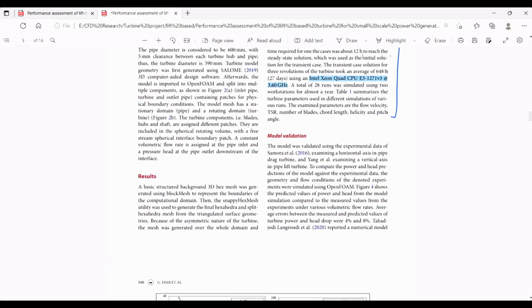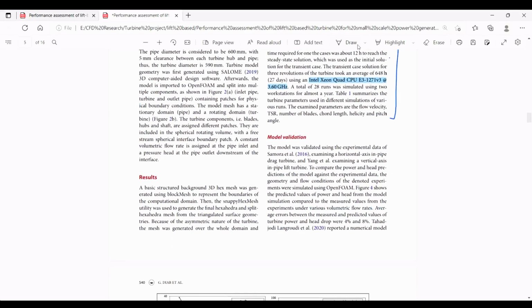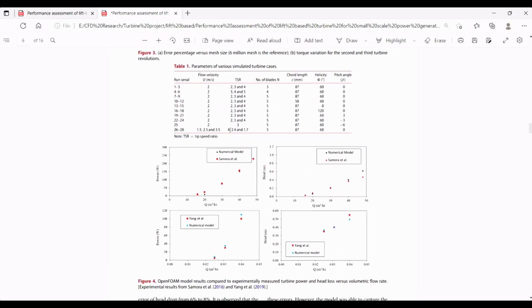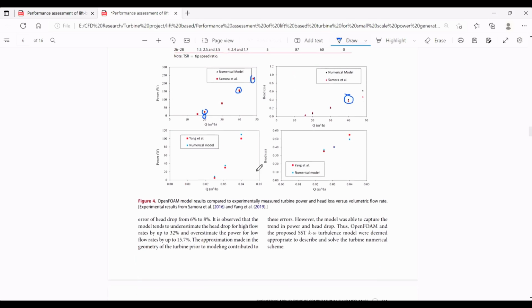After this, the author validated his turbulence model and the overall simulation model using experimental data available online. For that, he took the experimental data from the research papers of two authors, particularly this one and this one. The results are given in this figure, and we can clearly see that the numerical and the experimental results correlate closely, and hence the turbulence model and the overall model that the author has developed on OpenFOAM is appropriate, and can simulate the flow situation properly.